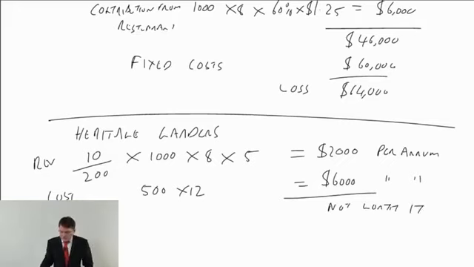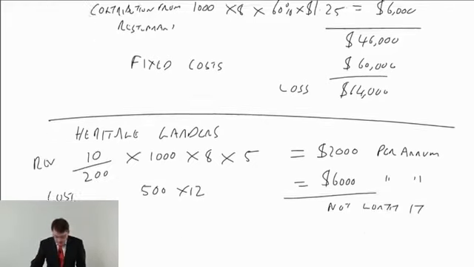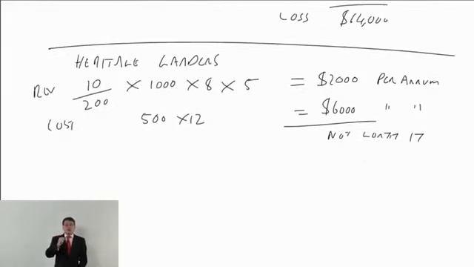And they should indeed close it down. They should stop advertising. That would save them $6,000 a year. That would get them closer. They'd still be making a loss, but it wouldn't be as bad. Yeah? So their loss would be $8,000 instead of $14,000. Most students said they should close it down. They should stop advertising in Heritage Gardens magazine. That will save $1,500. No. Well, that's correct, but more importantly, surely, it will save $6,000 a year. That's more important. Very few students did that.